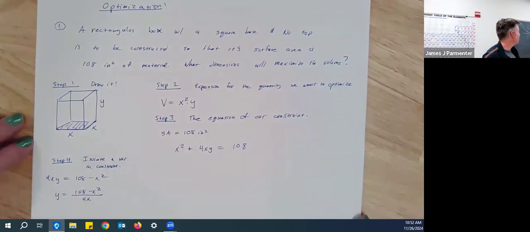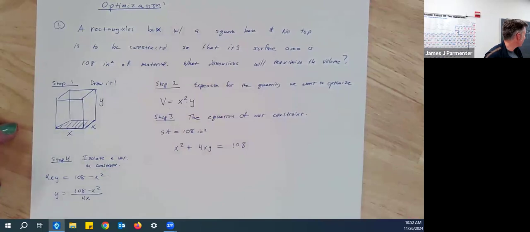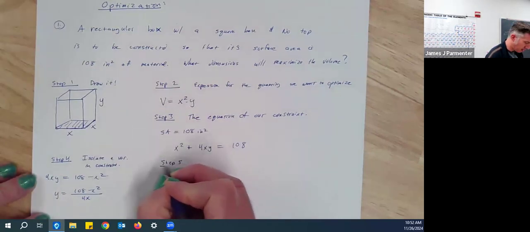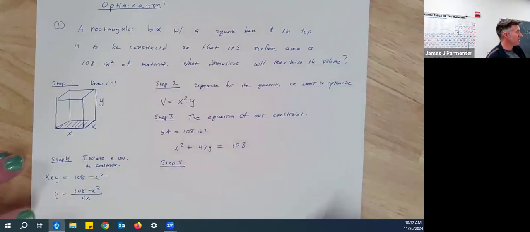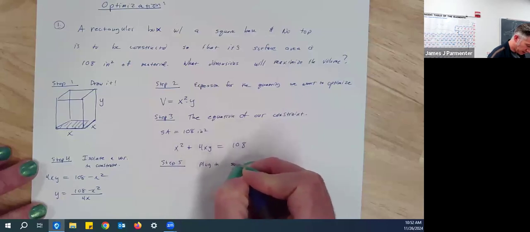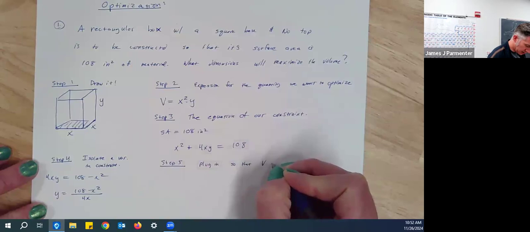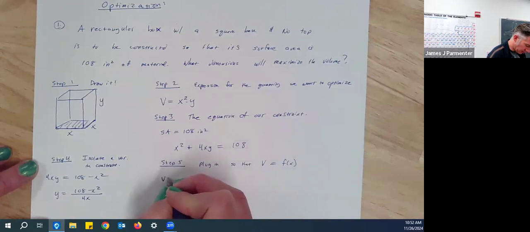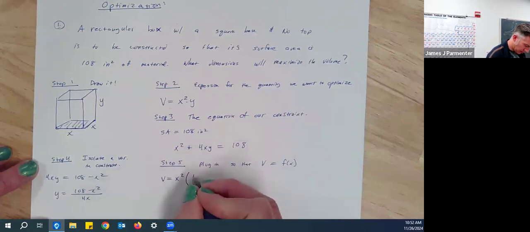And while I could divide each thing by 4x, or write it as like 108 over 4x minus x squared over 4x, and then simplify those, I don't want to do that yet, because I might have an easier time if I plug that back into my other equation first. So now the next step here is to plug that into the thing you're trying to optimize, so that the thing you're trying to optimize is a function of one variable. So we're going to plug in so that in this case, volume is some function of just x. So here we're going to get volume equal to x squared times 108 minus x squared all over 4x.